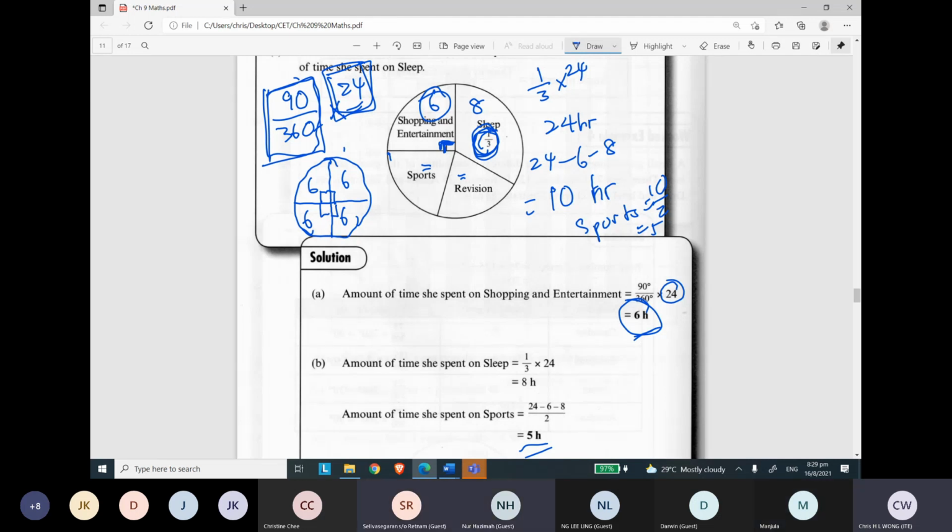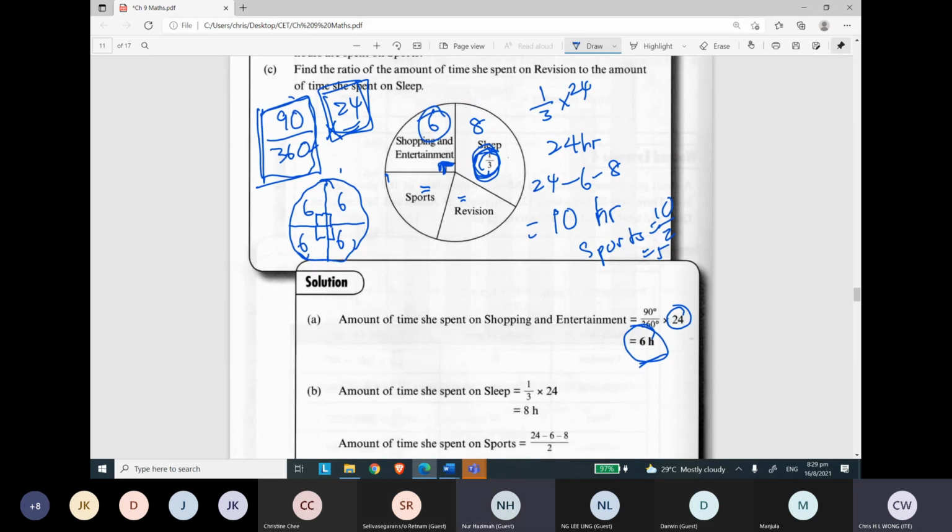Okay. All right, back to you again, Christine. Is it okay now? Oh, okay. But there's another one. On the right 1/3 says 10 hours. How do I get 10 hours? How do you get 10 hours? They are finding for sports, is it?